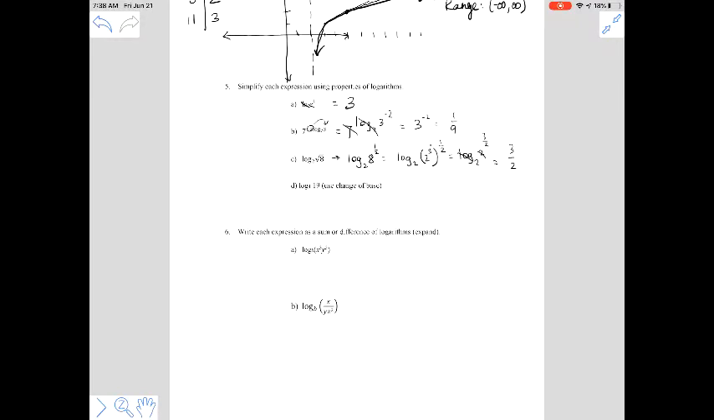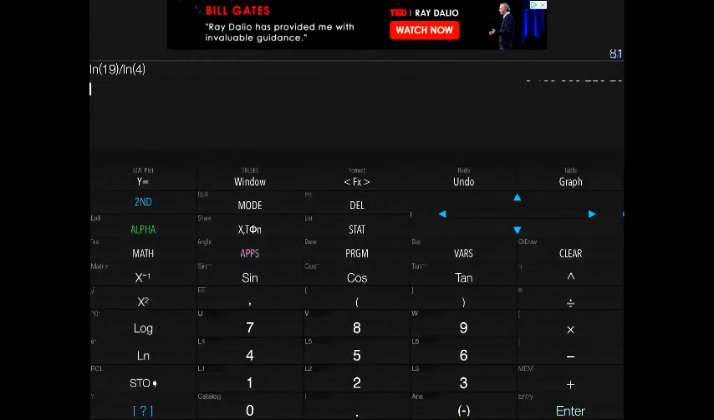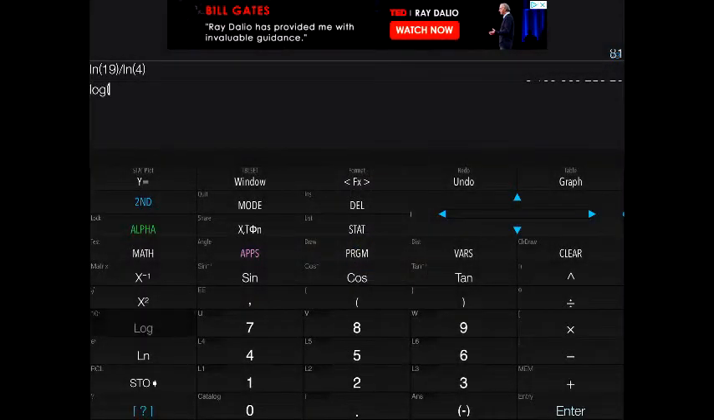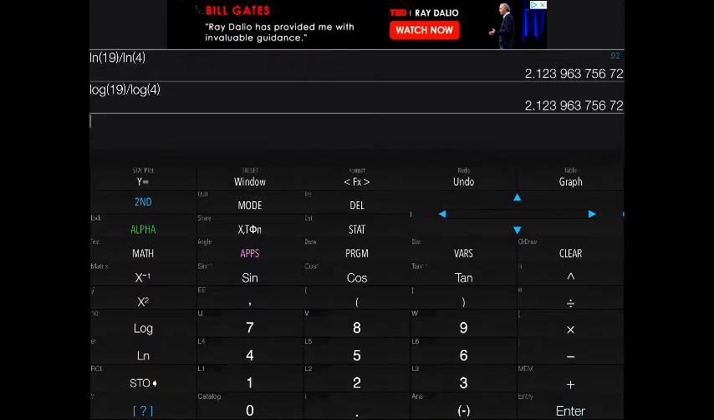Now for part D, this is log base 4 of 19. Change of base tells us that this is equal to common log, so log base 10 of 19 over log base 10 of 4. That's something we would do in a calculator. So log 19 divided by log 4 is 2.12.